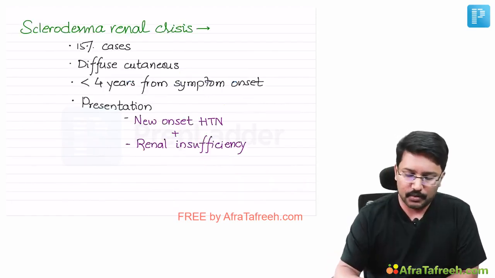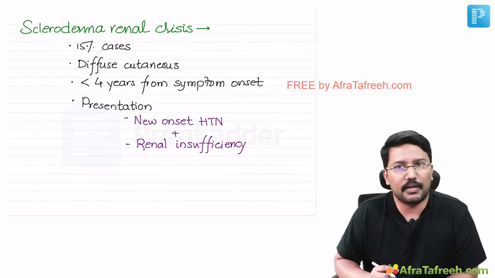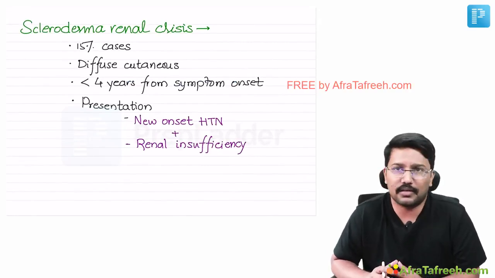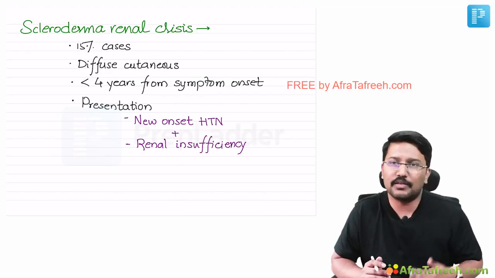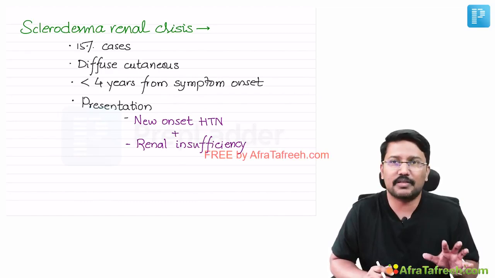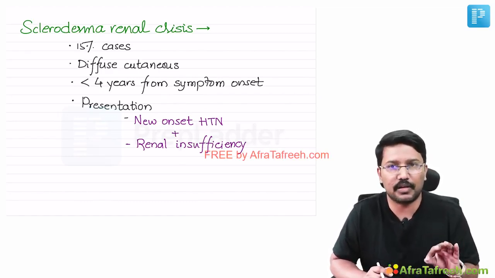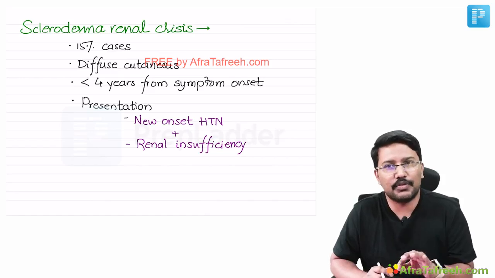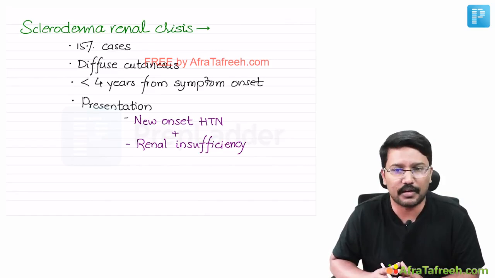Okay, now coming to the most important organ involvement, from which MCQs are repeatedly being asked: scleroderma renal crisis. In the past, before the advent of ACE inhibitors, this was the leading cause of mortality, right? But once ACE inhibitors came into the picture and we understood the pathophysiological mechanisms underlying scleroderma renal crisis, its contribution towards mortality has drastically reduced. Mortality figures have improved greatly.